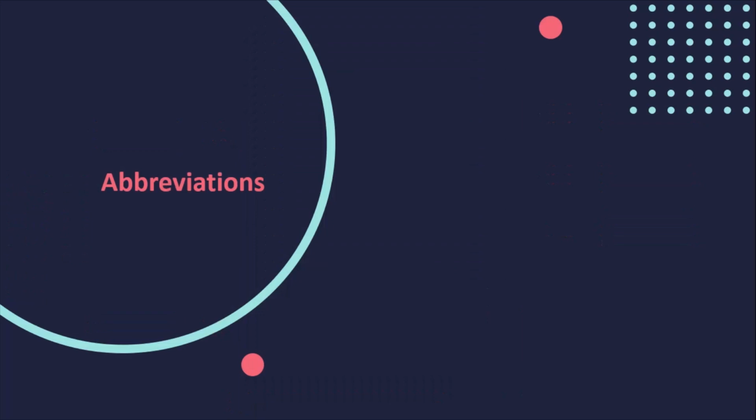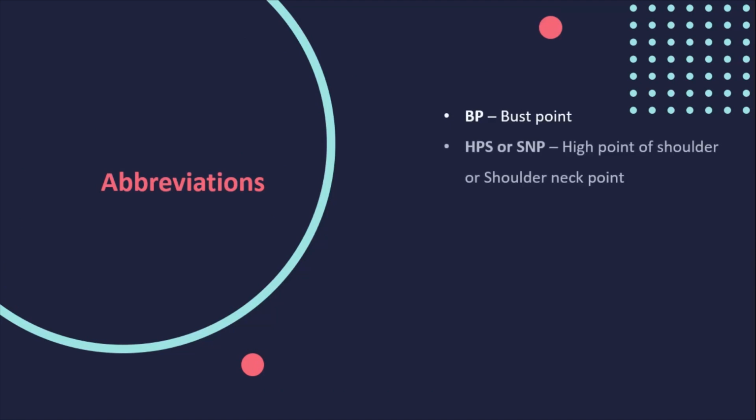And then we have some more abbreviations. BP is your bust point. HPS or SNP is your high point of shoulder or shoulder neck point. Your LPS or STP is your low point of shoulder or shoulder tip point.